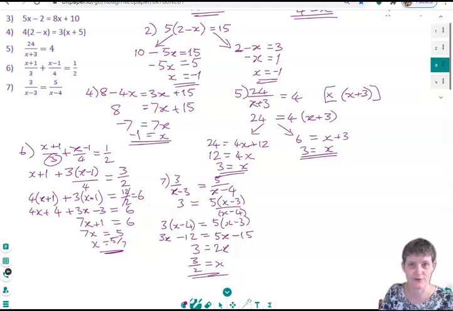And that's it for solving equations. Next we're on to simultaneous equations.